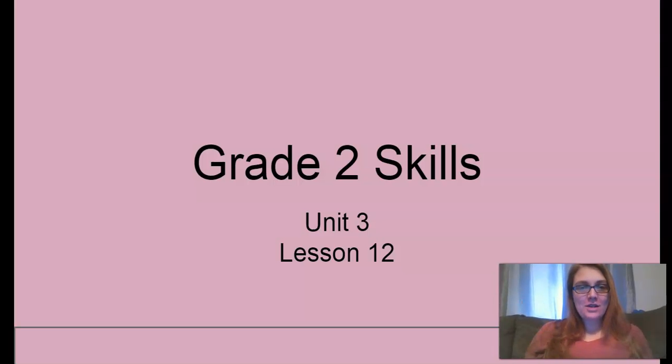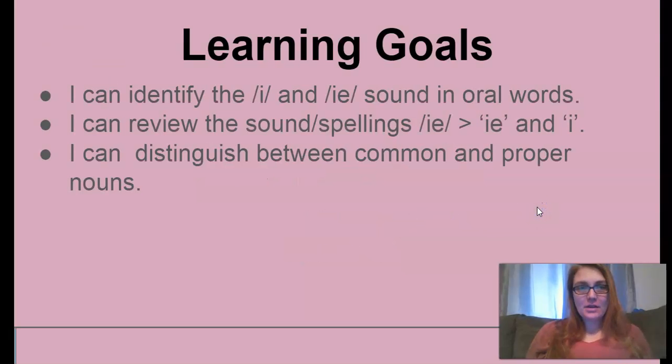We're here with grade 2 skills. We're working on Unit 3, Lesson 12. Our learning goals: identifying the short I and long I sound in oral words, so words that you're going to hear. And then review the sound spellings for I, E, and I. And then distinguish between common and proper nouns.